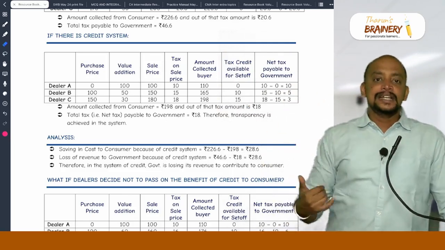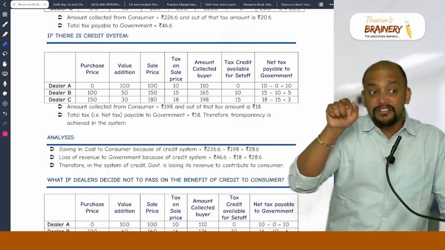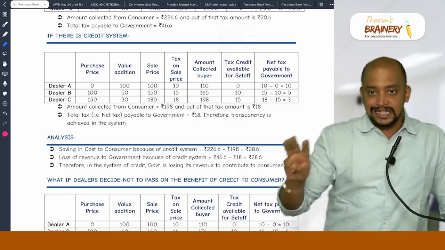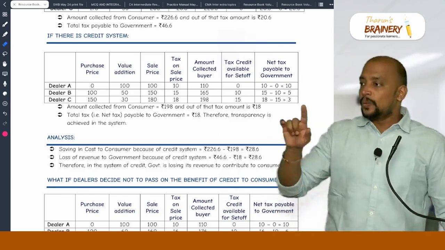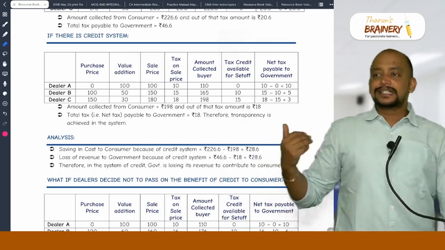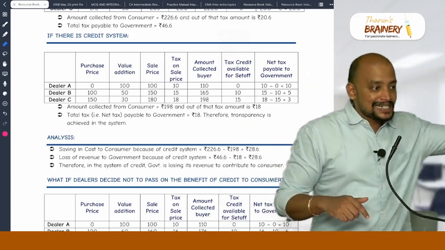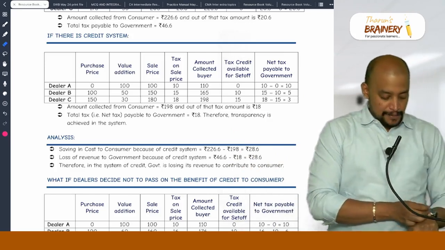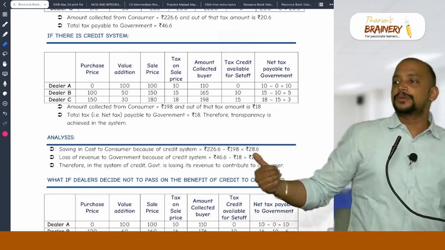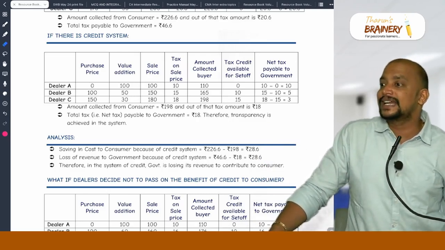Now again dealer C is paying 165, but his cost of purchase is only 150. Why 150? Because that 15 rupees can be taken as credit. And what is the value addition made by dealer C? 30 rupees. So 150 plus 30, 180. On top of that, 10% will come to 18 rupees. Now dealer C will pay only 3 rupees as GST. Why 3 rupees? 18 minus input tax credit of 15. So 18 minus 15, 3 rupees they will be paying as GST to government. And what about the consumer? What is the cost to the consumer? 180 plus 18, that is 198 rupees.